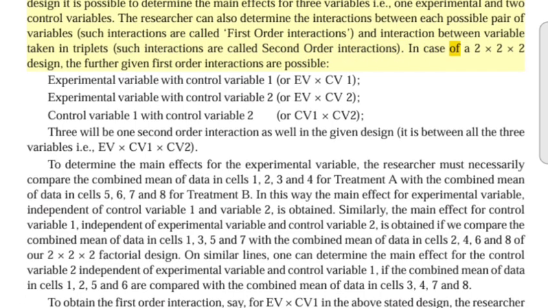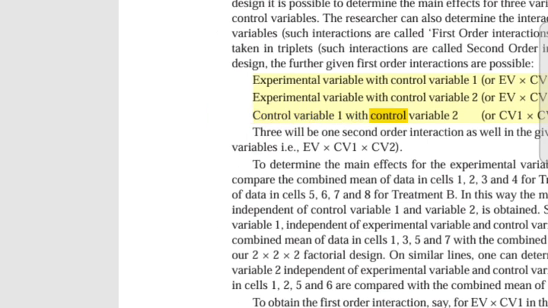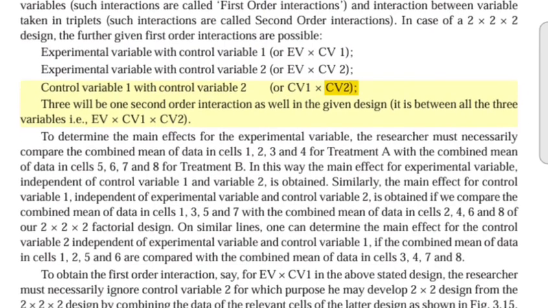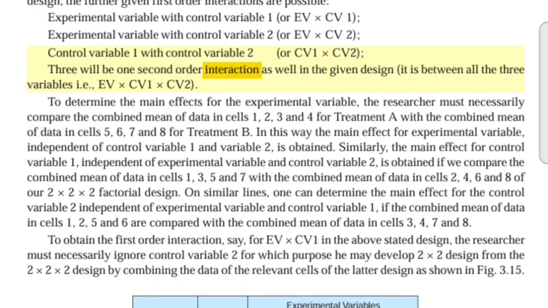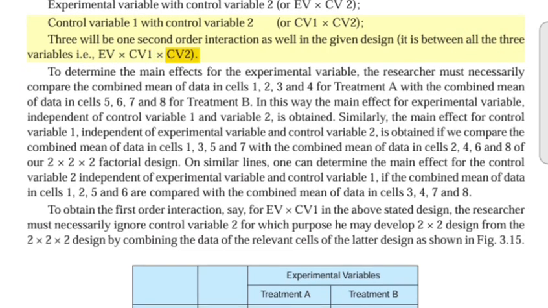In case of a 2x2x2 design, the following first-order interactions are possible: experimental variable with control variable 1, or EV times CV1; experimental variable with control variable 2, or EV times CV2; control variable 1 with control variable 2, or CV1 times CV2. There will be one second-order interaction as well in the given design. It is between all the 3 variables, i.e., EV times CV1 times CV2.